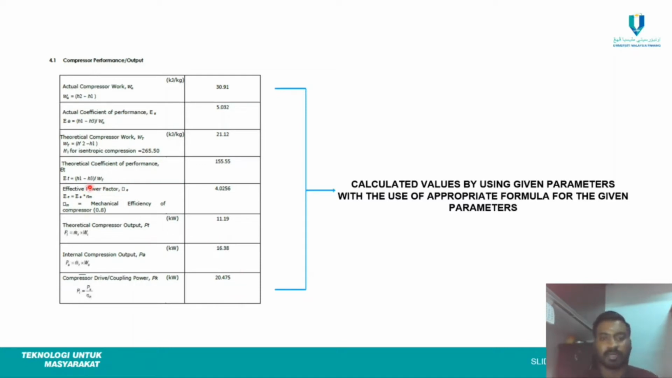These are the calculated values by using the given parameters with the use of appropriate formula for the given parameters. That's all for the results and data analysis for our lab report. Thank you.